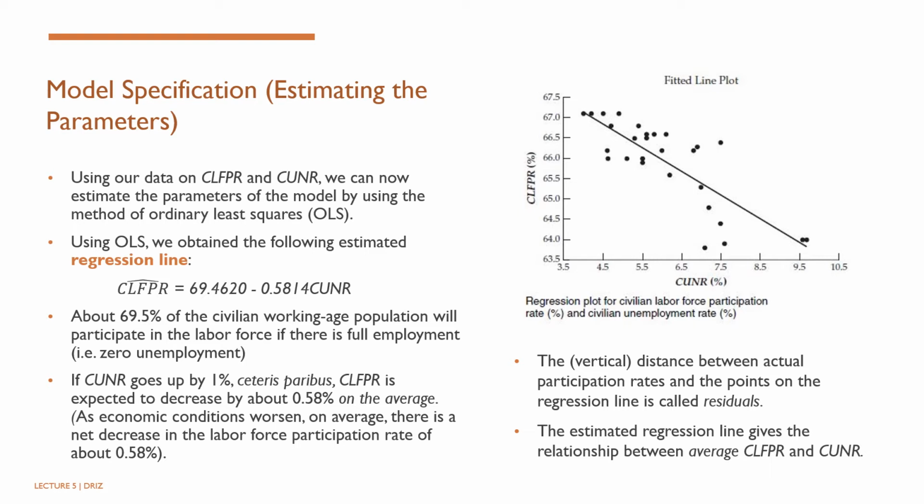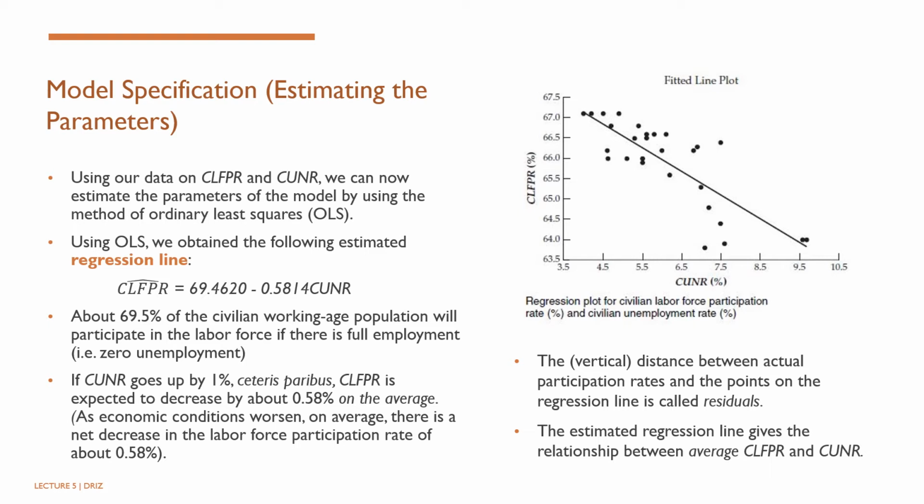First, the value of 69.5 suggests that about 69.5% of the civilian working age population will participate in the labor force if there is full employment or zero unemployment. And secondly, the value of minus 0.58 suggests that if the unemployment rate goes up by 1%, ceteris paribus, labor force participation rate is expected to decrease on the average by about 0.58%.